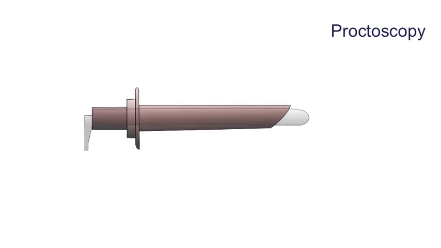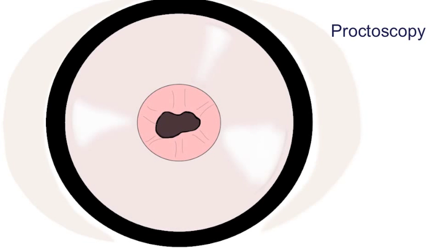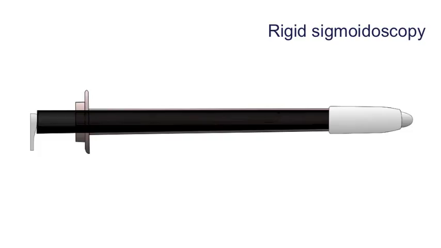A proctoscope is essentially a transparent tube with a light source. Again, with prior warning and permission, lubricate it and gently insert it into the anal canal. Then withdraw it slowly and you may see hemorrhoidal cushions drop into the top of the proctoscope. A hemorrhoid may look quite inflamed and friable, or the mucosa may look quite unremarkable. Rigid sigmoidoscopy may also be worth doing to look for other causes of a patient's symptoms.